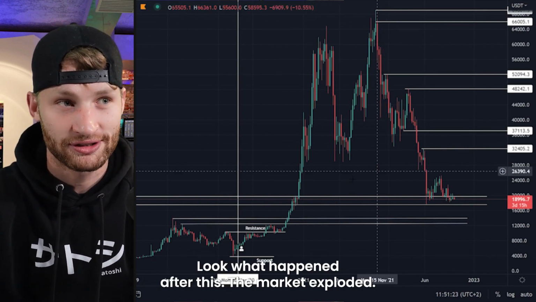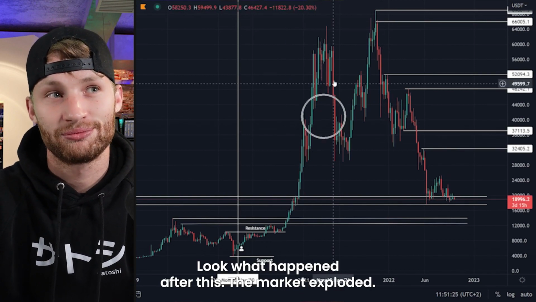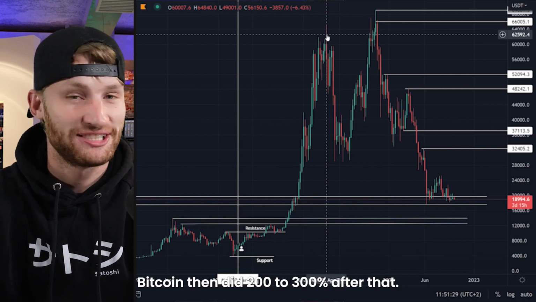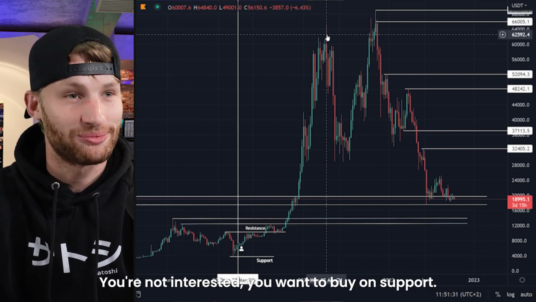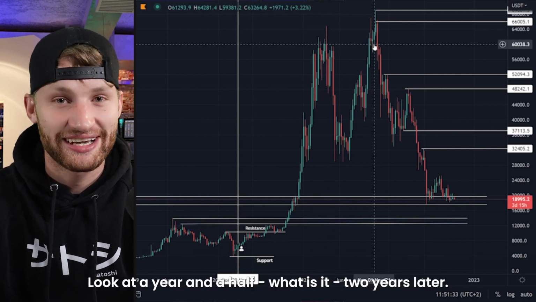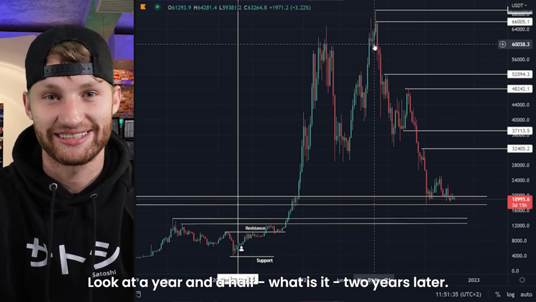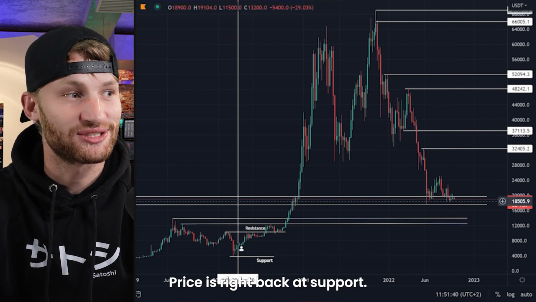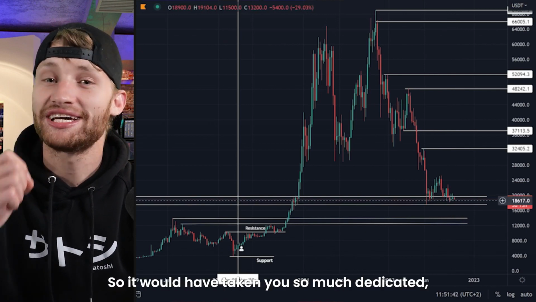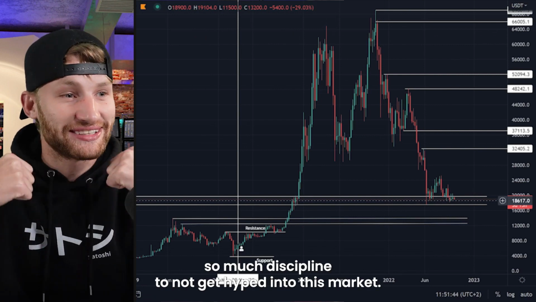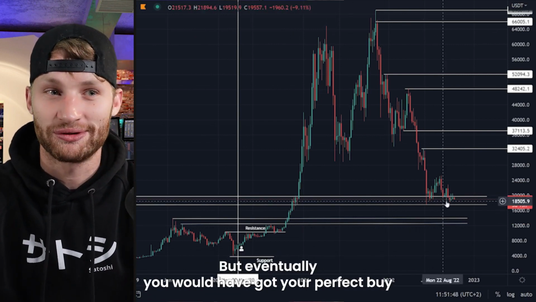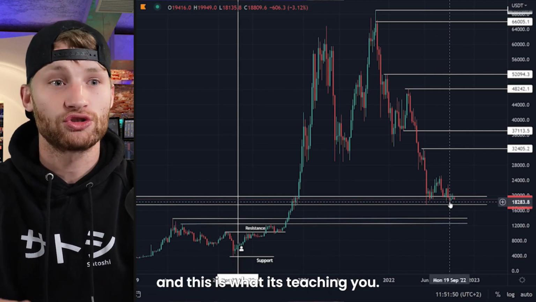Look what happened after this. The market exploded. Bitcoin then did 200 to 300% after that. You're not interested. You only want to buy on support. Look at a year and a half, 2 years later. Look where the price is. Price is right back at support. So it would have taken you so much dedicated, so much discipline to not get hyped into this market. But eventually you would have got your perfect buy. And this is what it's teaching you.